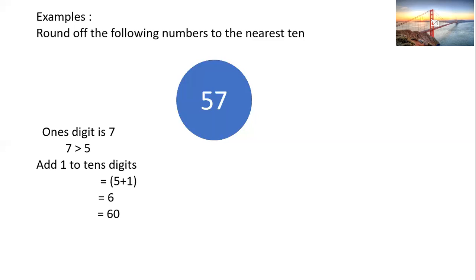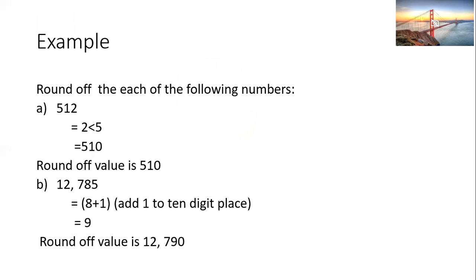Listen children, you just have to add 1 from the tens place. The ones place value also goes to 0. Okay, don't write 7. And next, you have to add 1 to the tens digit only. So the rounded value of 57 is 60. So I will give another example.